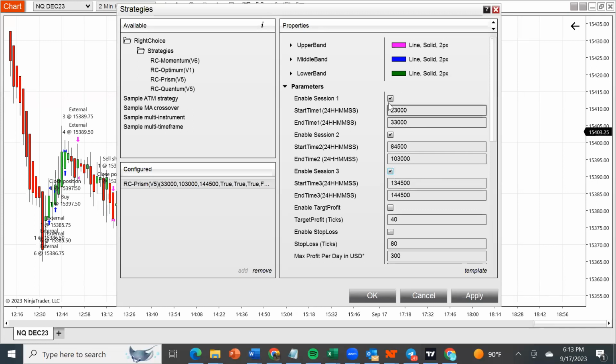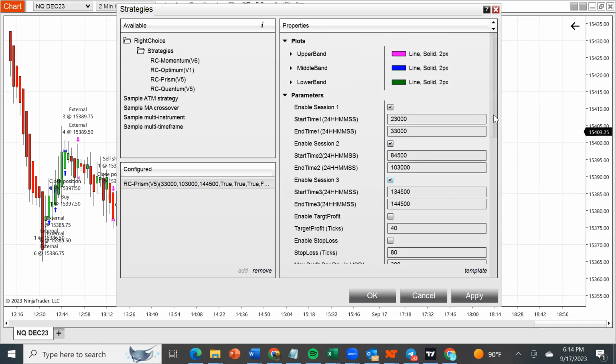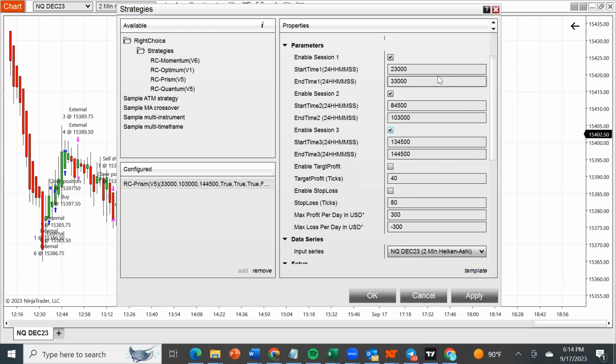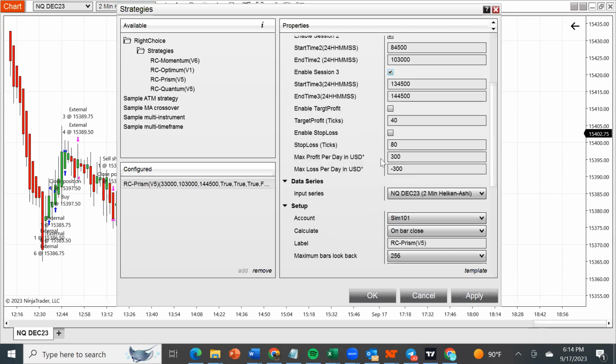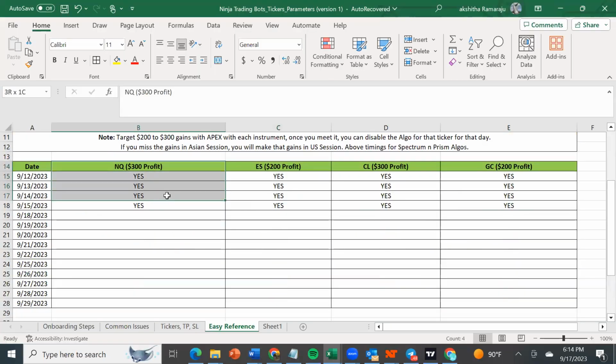Now you can enable all three sessions at one time. Most of the time we go with 2 minutes with no stop loss, no TP. And then you also have something called max profit per day. If you see our Excel, our initial target, even though there is high potential, we want to go slow: start with 200 to $300 per ticker per day, and then move to 400, 500 later.